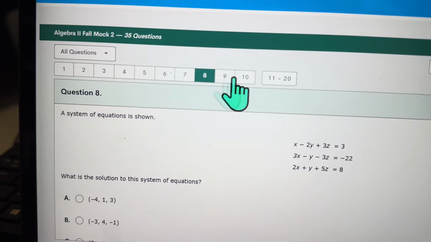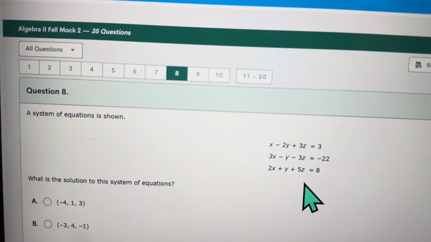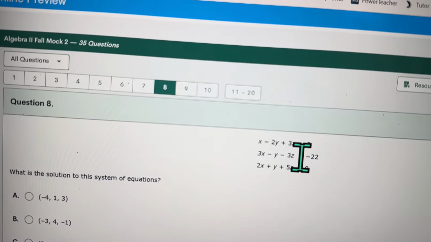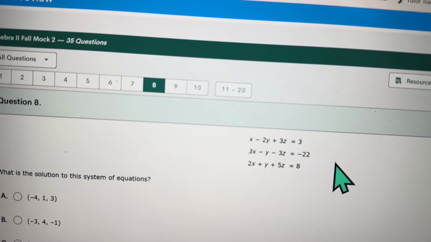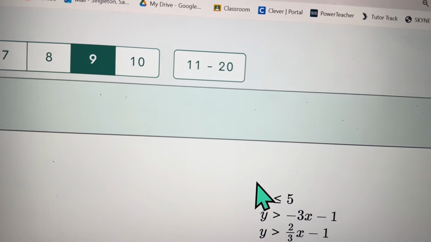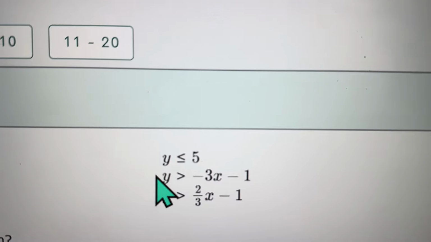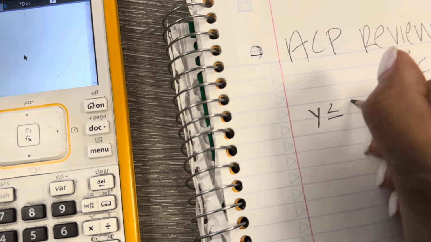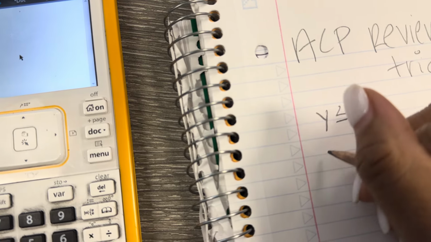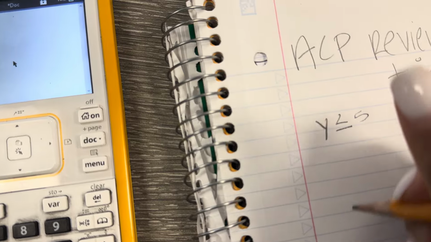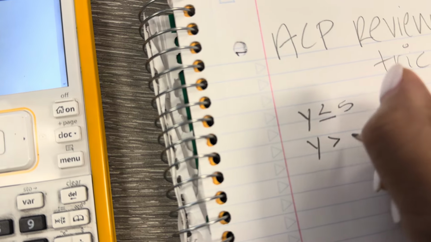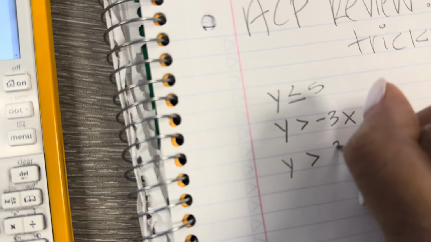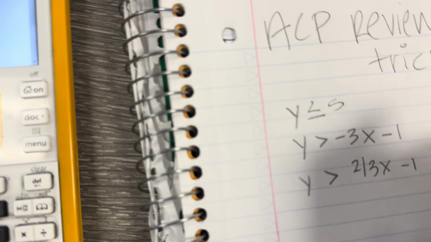All right, so I'm going to show you how to do true and false statements where you can plug in your coordinates into X and Y, either in your head or on the calculator. So for example, say you have Y is less than 5, and then Y is greater than negative 3x minus 1, and then Y is greater than 2/3 x minus 1.